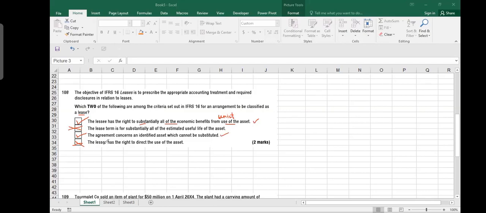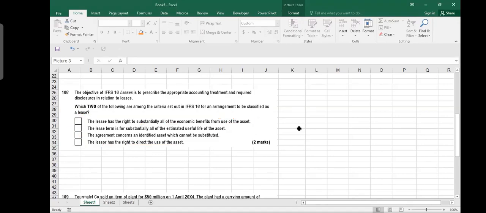This was IFRS 16. It says that the lessee should have the right to use the asset the way he wants to. Only then he can call it an asset because it gives you control. If the lessor, the giver of the asset, has the right to direct the use of the asset, it means lessee does not have control. And if there is no control, there is no asset. You need to have control in order to call it your asset. So this is correct, that the lessee has the right to substantially all of the economic benefits from use of the asset. And the agreement concerns an identified asset. These two options are correct, 1 and 3. You can call it A and C.